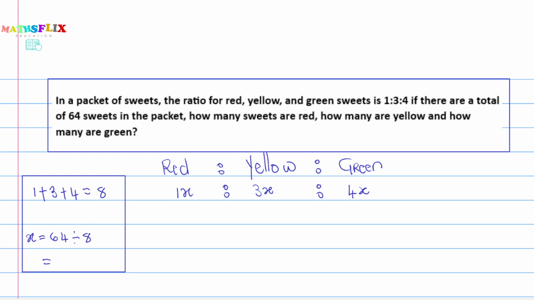Well, what is 64 divided by 8? Is it 8? Or is it 9? Or is it 7? It's 8. Then the only thing you do is just multiply your x in, or sub in your x. Simple as dimple. So we have 8 red sweets, 8, 16, 24. Then we have 24 yellow sweets. Then what's 4 times 8? Let us see who's gonna get it right. It's 32. Simple.